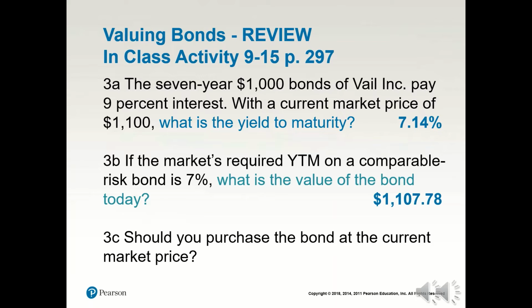$1,107.78 for the chance to earn 7%. Part C says, should you purchase the bond at the current market price? Absolutely. For $1,100, that's the current market price of the bond, we can earn 7.14%, which is more than the market rate of 7%. And the price that we would pay, the $1,100 market price, is $7.78 less than what we would be willing to pay for a bond that earns less.